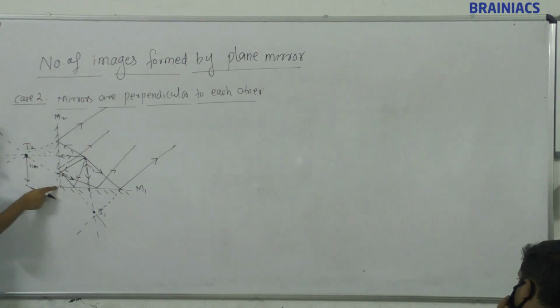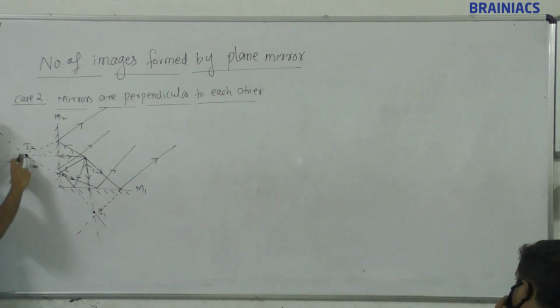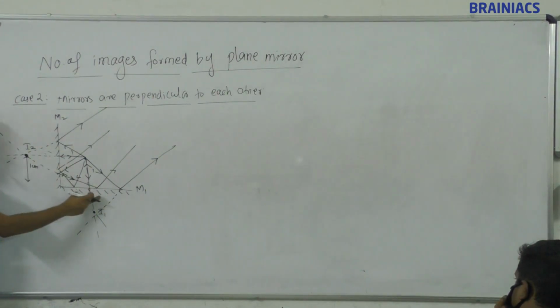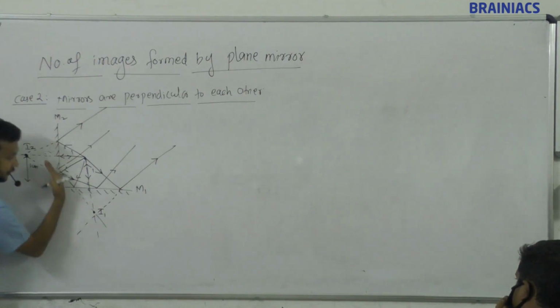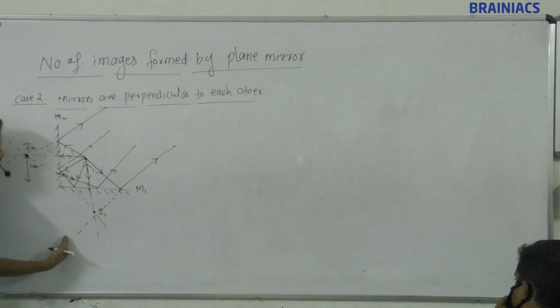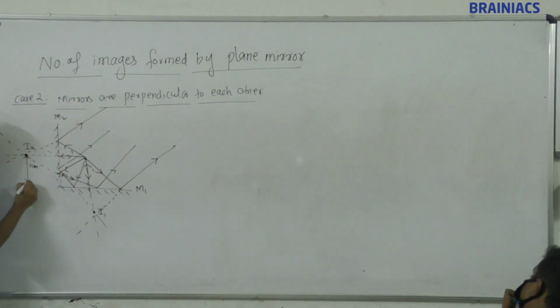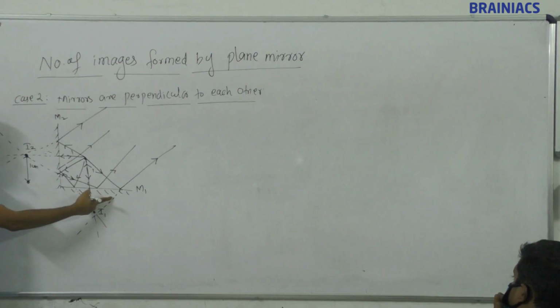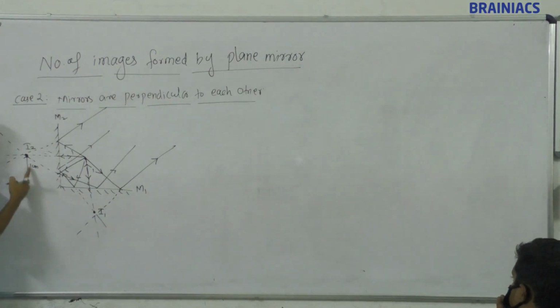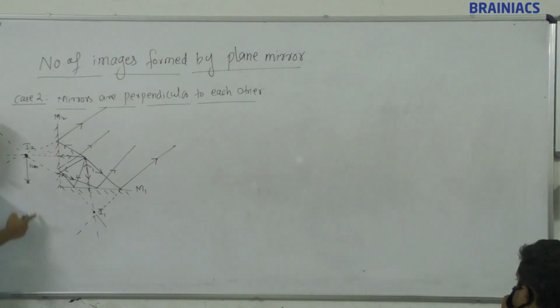And this will act as an object for M1, so M1 will form an image somewhere here. See, this I2 is an object for M1. Keep it in mind. Similarly, I1 is an object for here. I am marking it. So I2 acts as an object for which one? M1. How much distance away? 1 centimeter.